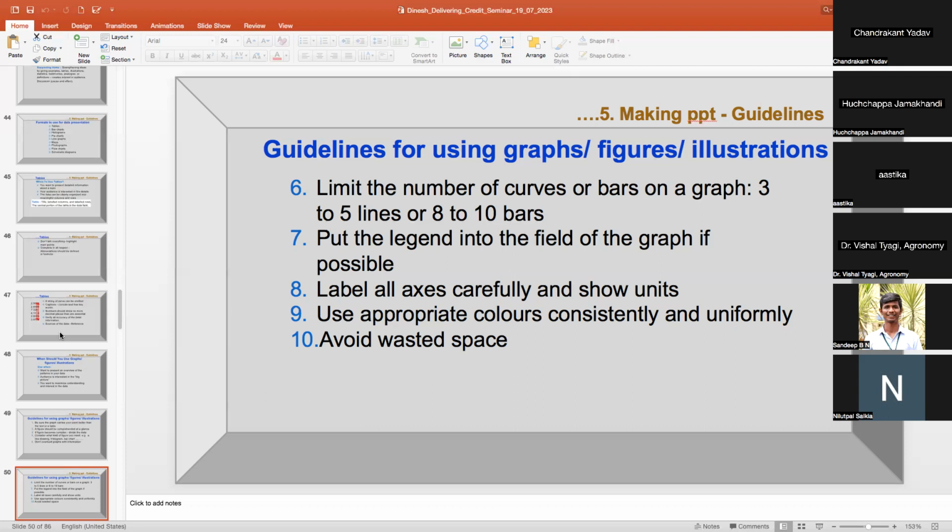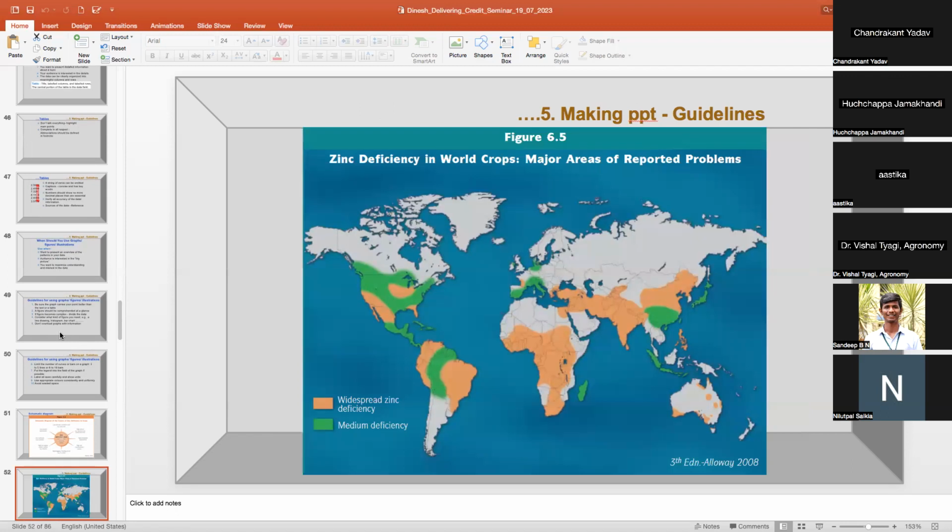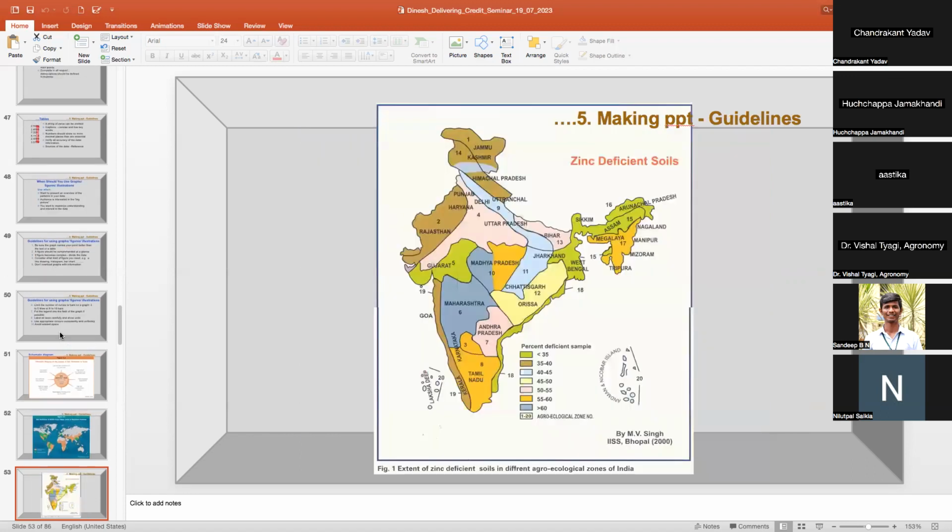Avoid wasted space. Now, friends, this is just to show you, it is a kind of schematic diagram. So you can find in literature some kind of schematic diagram related to a topic. If it is not available, you can also create some schematic diagram and give the reference. This is a map, a kind of map showing deficiency of zinc in the world. So likewise, you can have a variety of maps, maps for weather data, meteorological data, temperature, maps for your production, productivity, for everything now. People are making maps. So maps can be used wherever available.